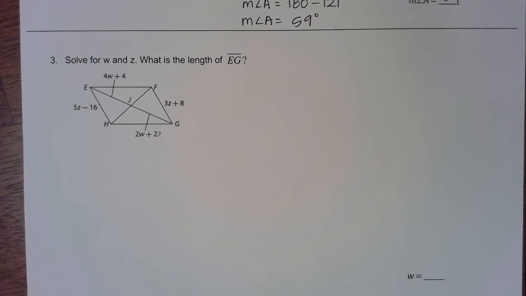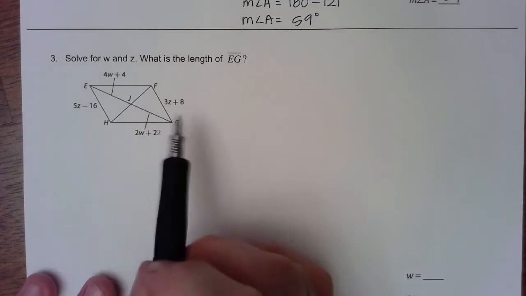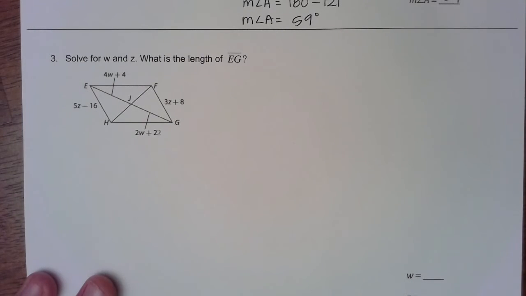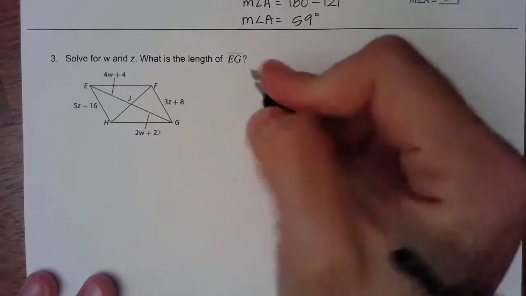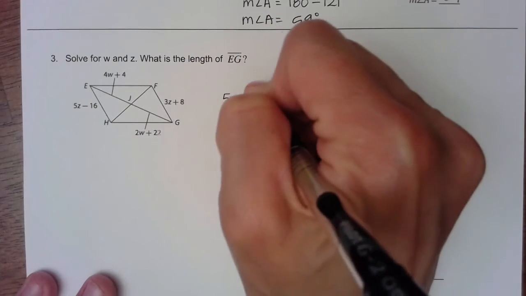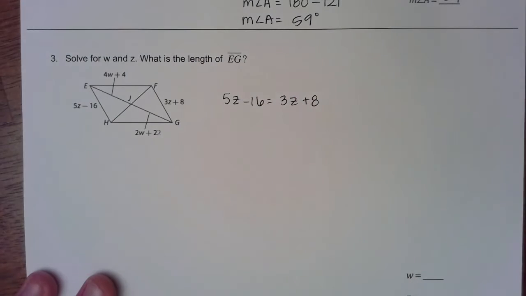In the final example on the notes for 9.1, you want to look and see what information is marked for you on the picture. So side EH and side FG are opposite sides, so to solve for those, we're going to set them equal to each other because in a parallelogram, opposite sides are congruent. And so for this one, that's going to be 5z minus 16 is equal to 3z plus 8. We're setting them equal to each other because we know it's a parallelogram, and then we can use that property of parallelograms, that opposite sides are congruent to each other, to solve for z.